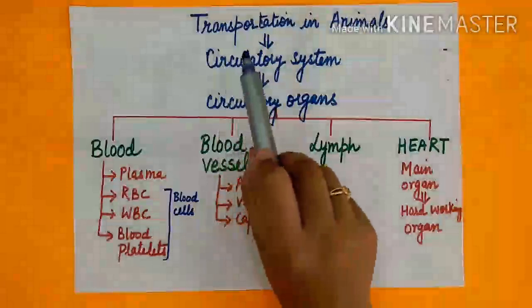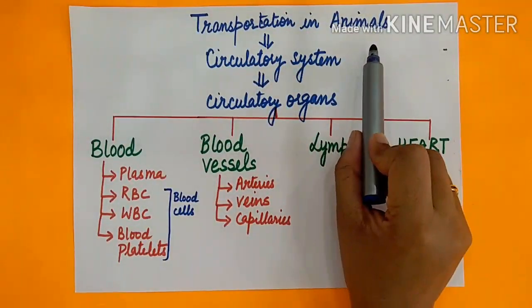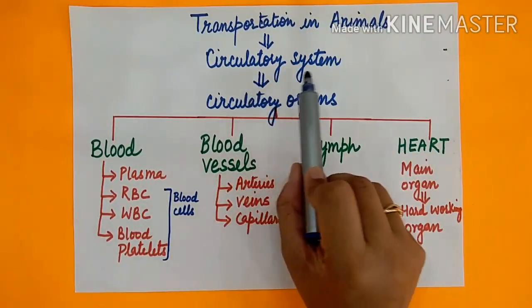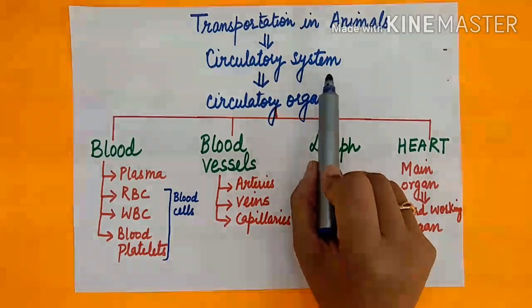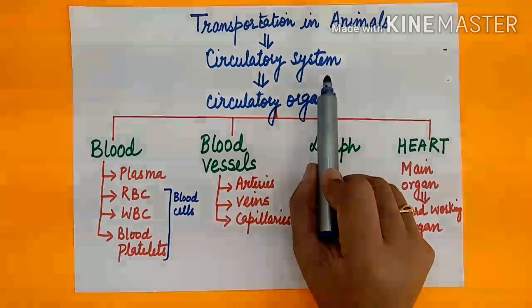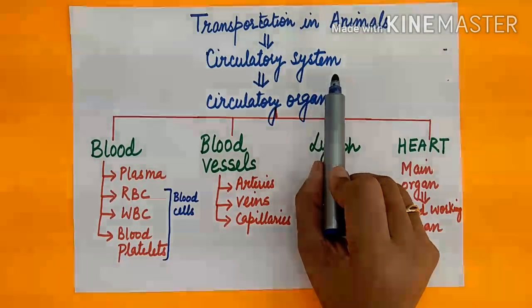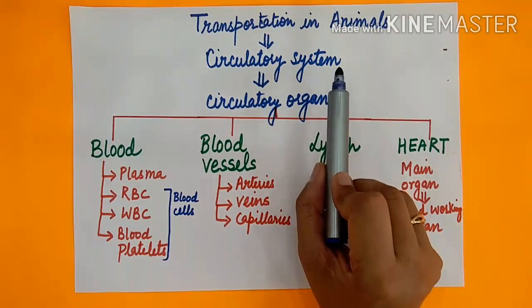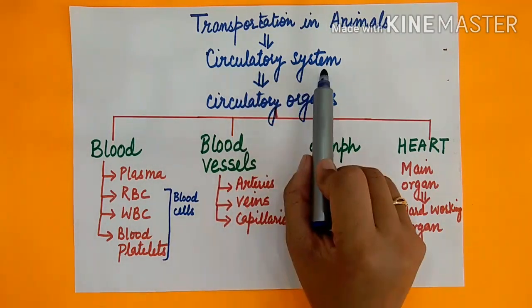Today we are going to discuss transportation in animals. It comes under the circulatory system, and it is one of the life process systems. Why is it called a life process system? Because without the circulatory system, life is not possible. We can't imagine our life without this system.